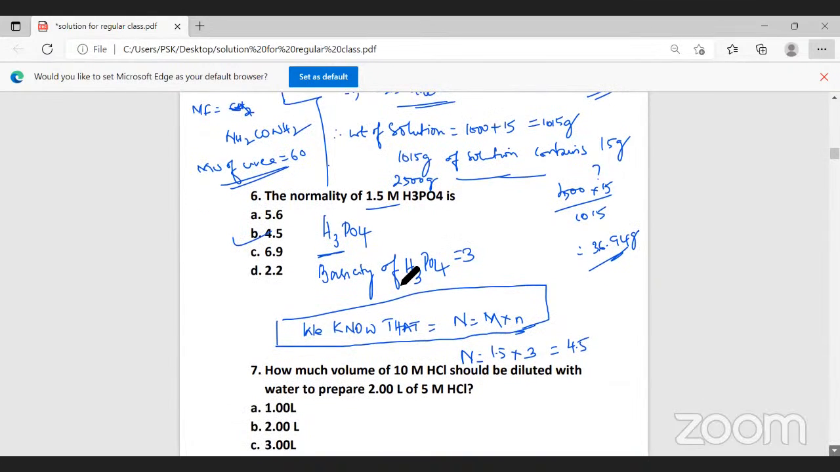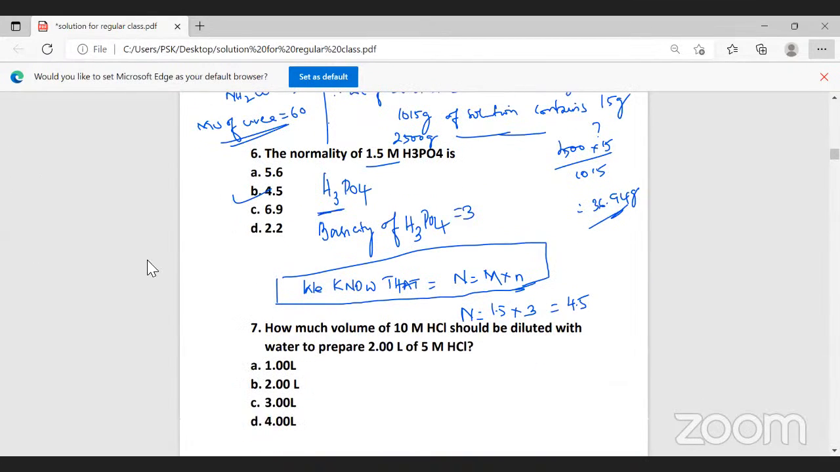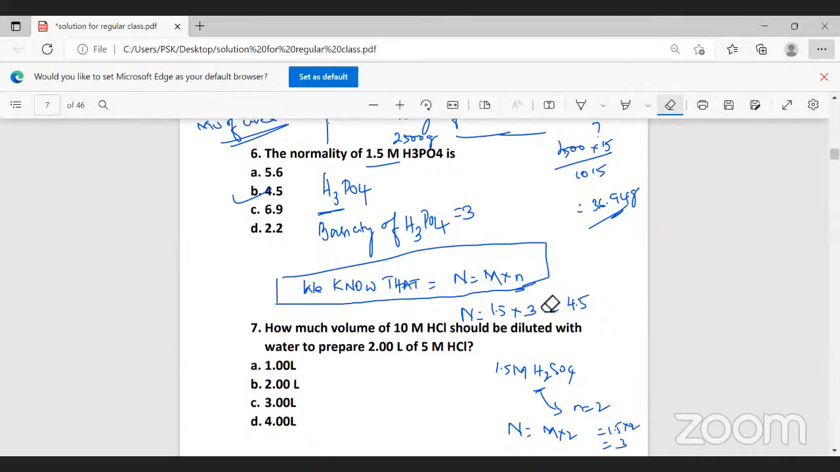Similarly, if I ask you for 1.5 molar sulfuric acid, what is the normality? Same formula. What's the basicity of sulfuric acid? n is 2. So normality is M into 2. It will be 1.5 into 2, which is 3. It is simple. So you need to remember this formula.